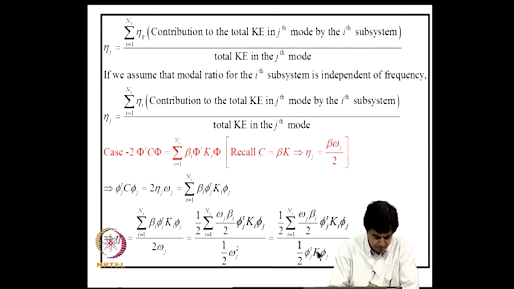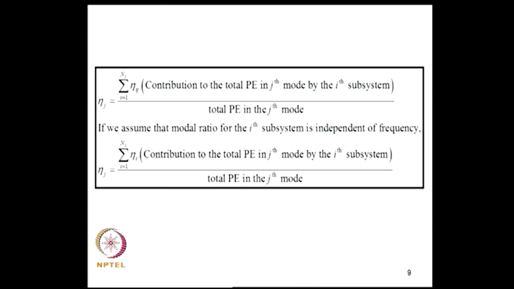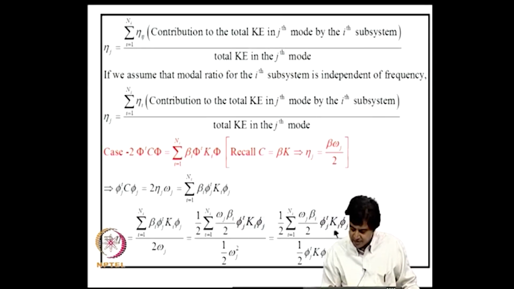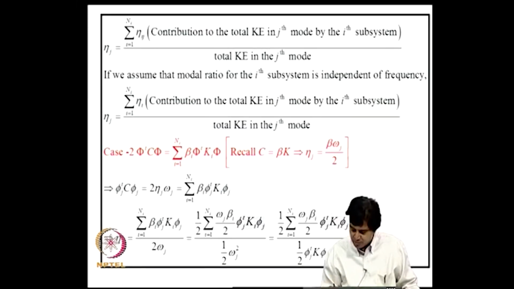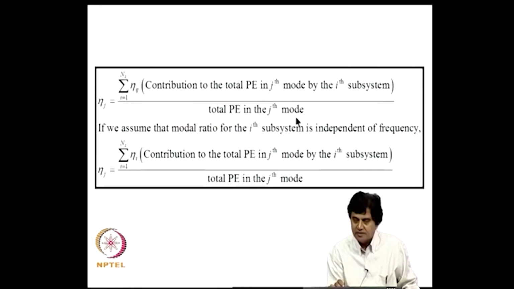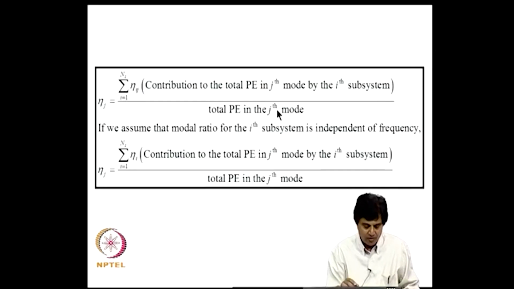So, eta j in this case will again be the contribution to the total potential energy in the jth mode by the ith subsystem. That is what I will interpret this phi j transpose k i phi j as, and the denominator, which is phi j transpose k phi j, is the total potential energy in the jth mode. There is a factor of half, of course.